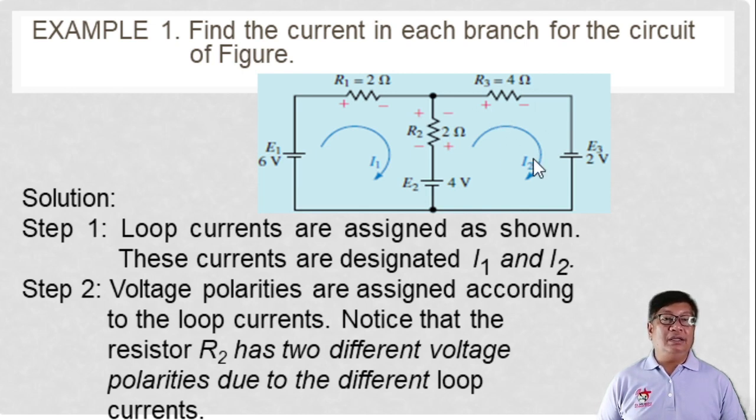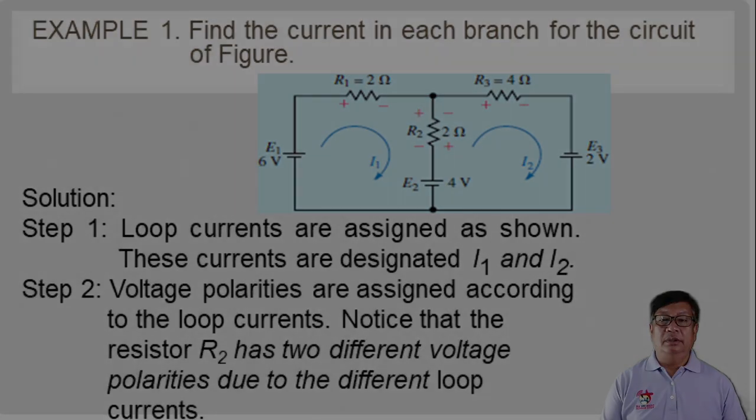this negative. Then take note where this I sub 2 enters in this voltage source 3. It enters at the negative and out to positive. Okay. Our E1 is 6 volts, our E2 is 4 volts, and our E3 is 2 volts. Okay, so that is our observation.